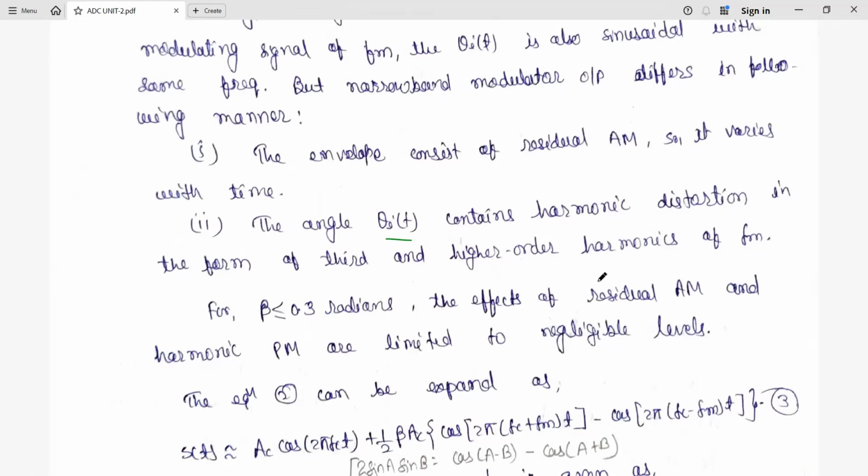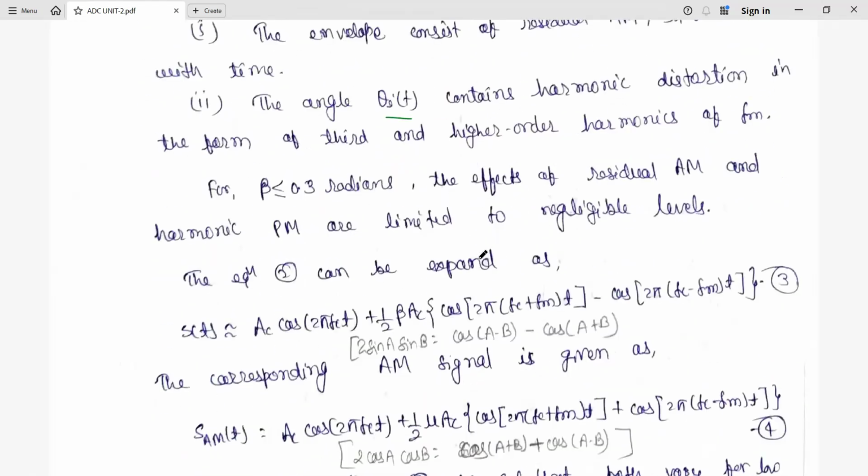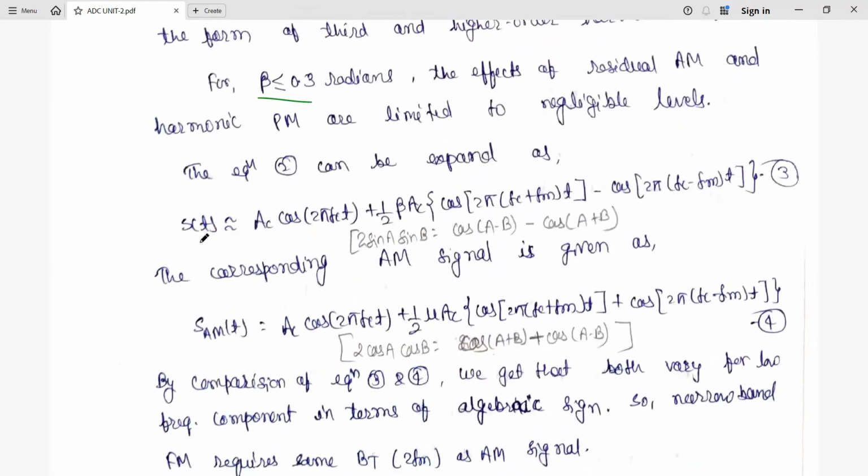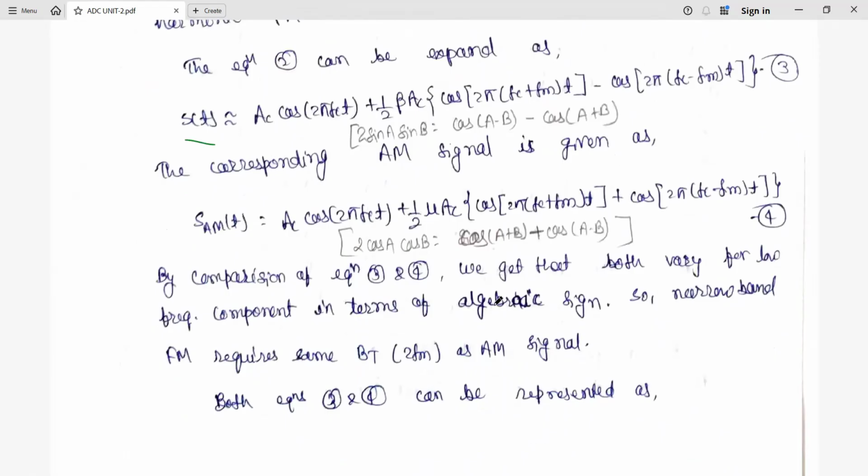It's not going to be completely noise free, so it will have some distortion also. But if beta is less than or equal to 0.3, then in this case it is limited to some particular values. So now if you see, here we have S of t, that is going to be the part of the modulated wave. So that is the situation here.